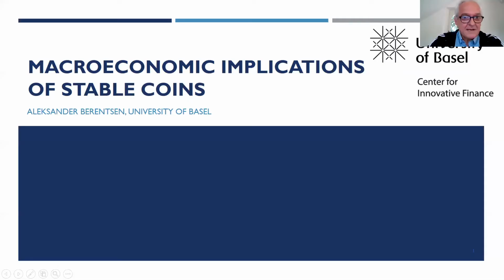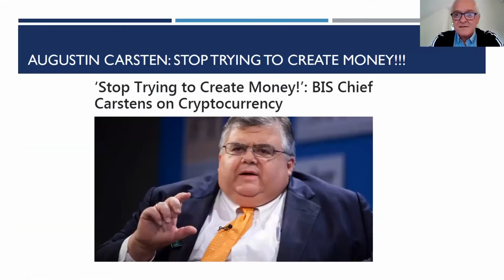The macroeconomic implications of stablecoins, and I would like to start with a very provocative slide. This is Agustín Carstens. He's the head of the BIS, the Bank for International Settlements. He didn't publish, but he gave an interview to the local newspaper here in Basel. He said a couple of things about 2 years ago. He said, like, stop trying to create money.